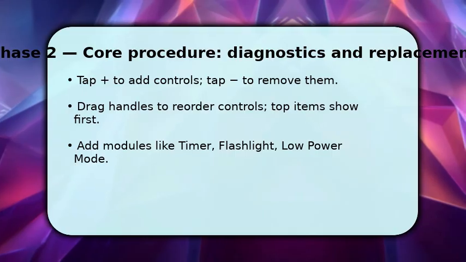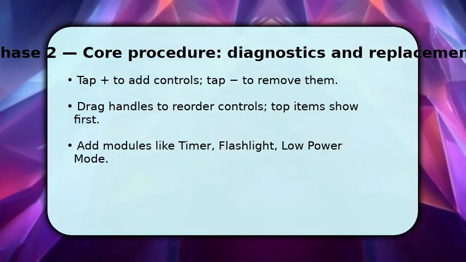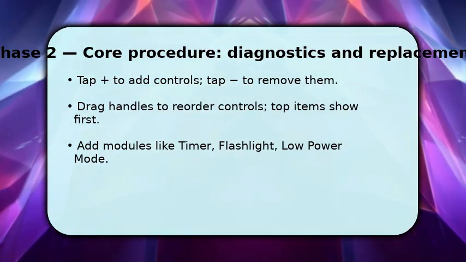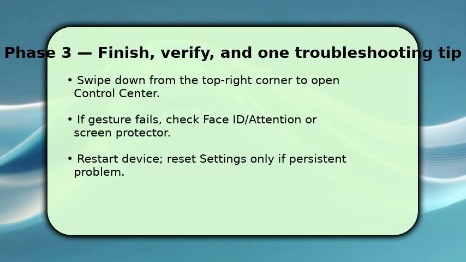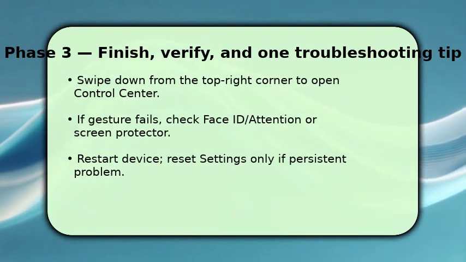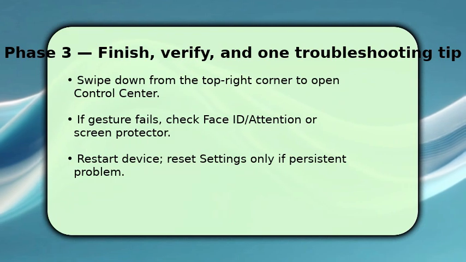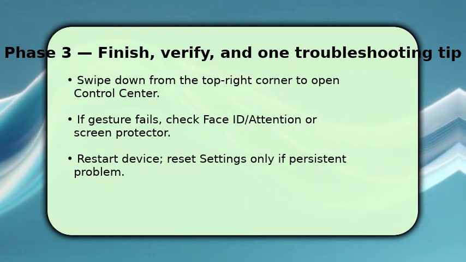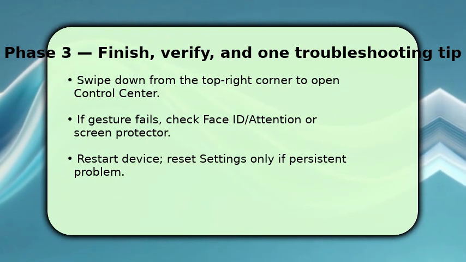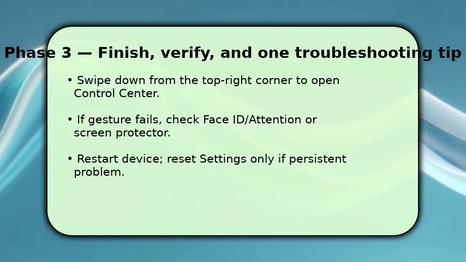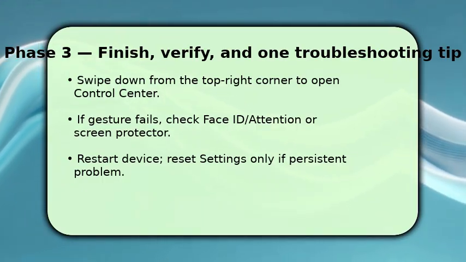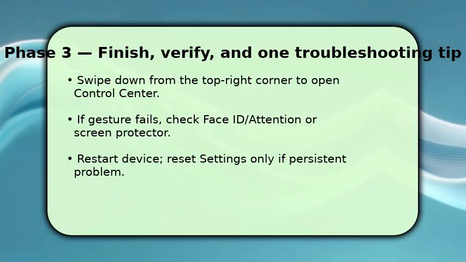After arranging, exit settings, you're one step away from testing the gesture to open Control Center. To finish, place your thumb or finger at the very top right corner and swipe down. Control Center appears instantly. If it doesn't open, make sure you start the swipe from the edge, not the middle of the screen. Some screen protectors or cases can block the gesture.